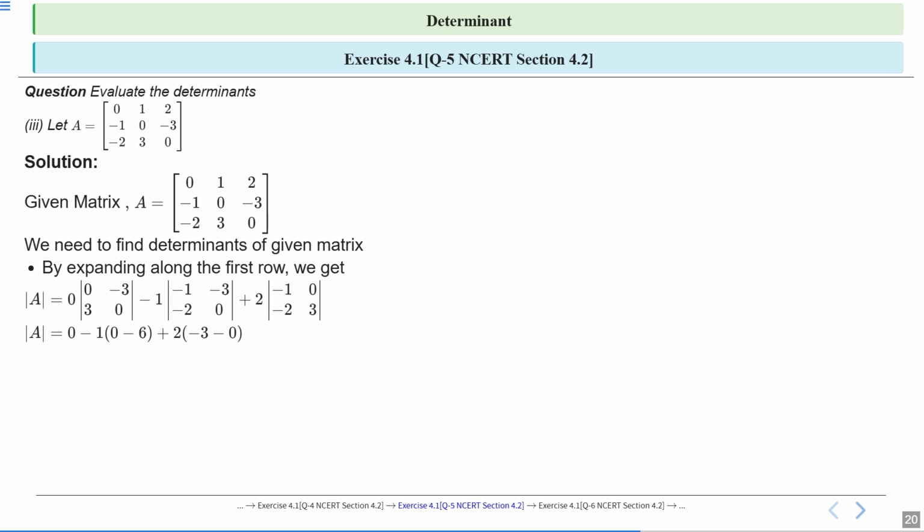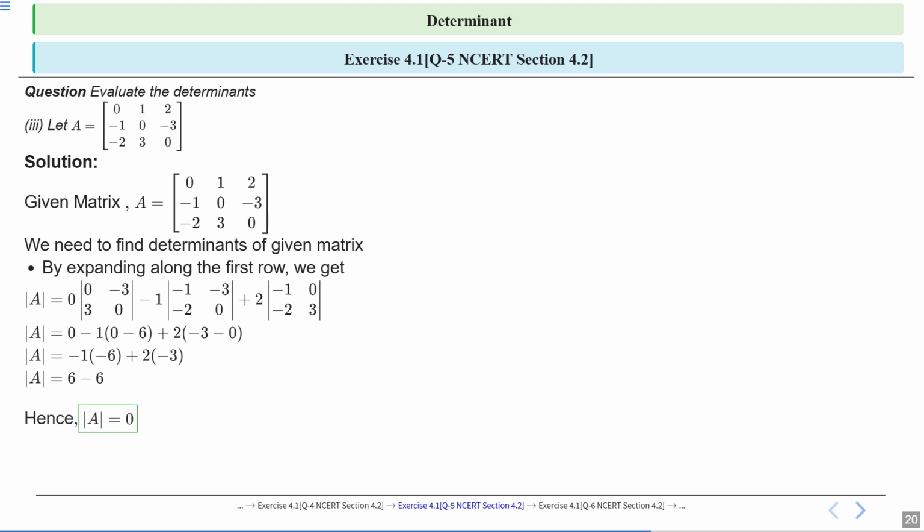So 0 into that determinant is 0. Then minus 1 into the determinant: minus 1 into 0, the product of the diagonal elements, that is 0, minus the product of the off-diagonal elements, that is minus 1, minus 3 into minus 2, that is 6. So minus 6, plus 2 into 3 into minus 1, that is minus 3, and 0 into minus 2 is 0. So we get determinant of A is minus 1 into minus 6 plus 2 into minus 3, that is 6 minus 6.